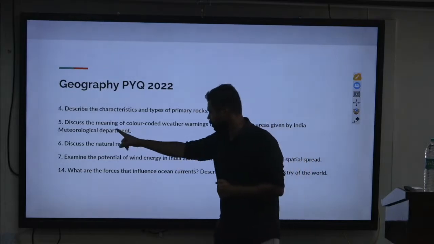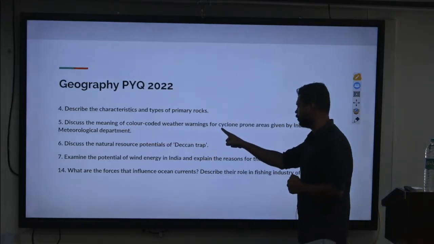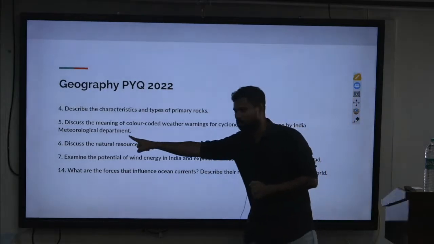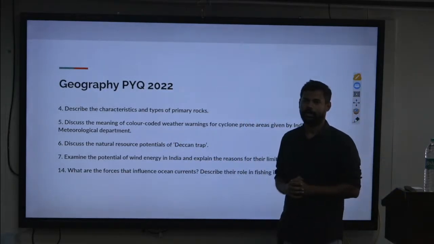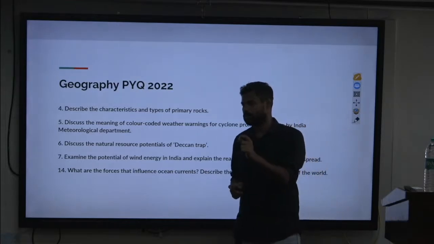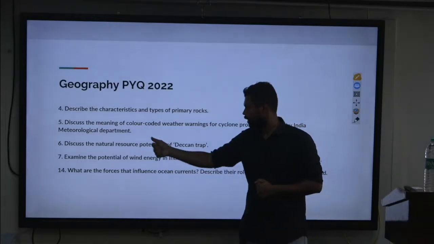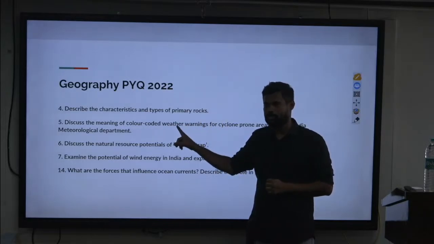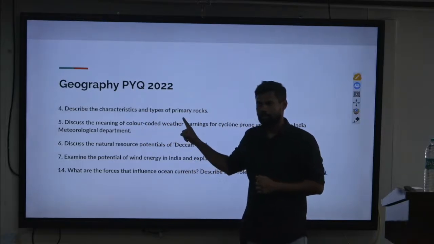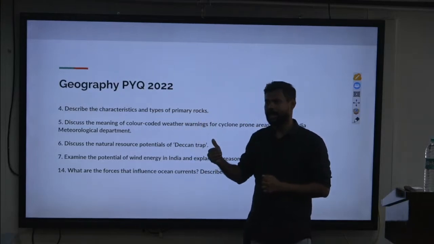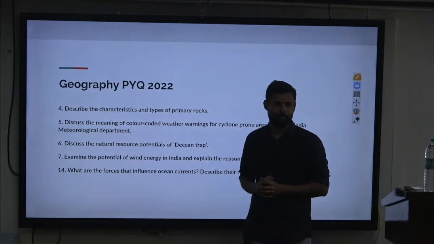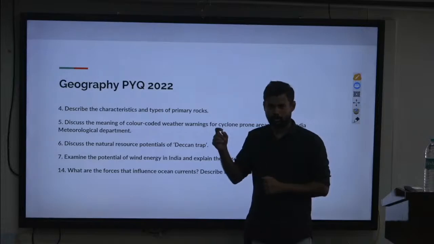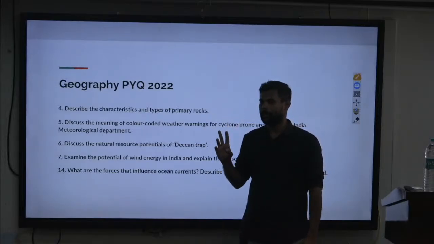Next, discuss the meaning of color coded weather warning for cyclone prone areas given by the Indian Meteorological Department. They are not asking about cyclones, but what are they asking for? The color coded warning for cyclones. Now this was there in the newspaper 1.5 to 2 months before your mains exam. So now 2 things happen.